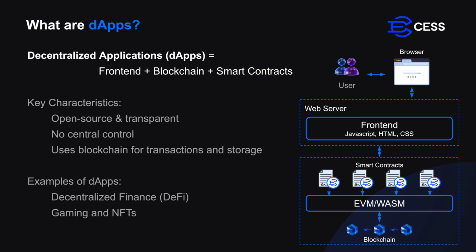Some real world examples of dApps are DeFi, decentralized finance, which we saw earlier, platforms like Uniswap and AAVE; NFT marketplaces, again; and gaming and metaverse. Games like Axie Infinity and Decentraland use blockchain to enable true digital ownership of in-game assets. So in short, dApps are applications that remove middlemen and give users direct control over their transactions, data and assets.